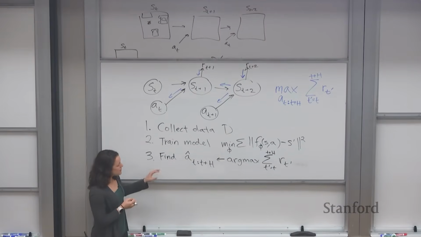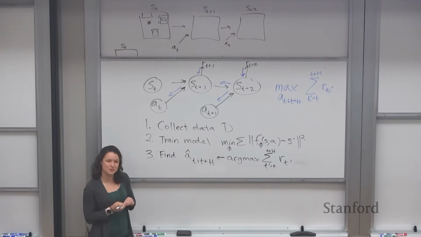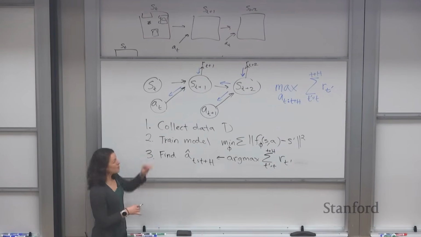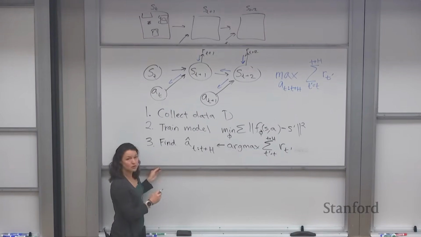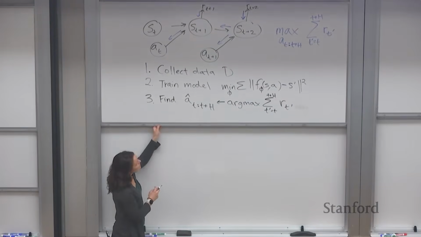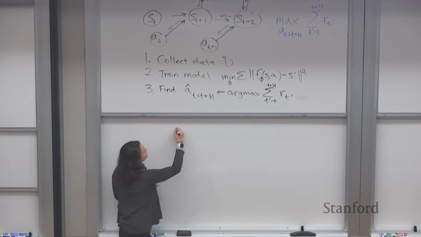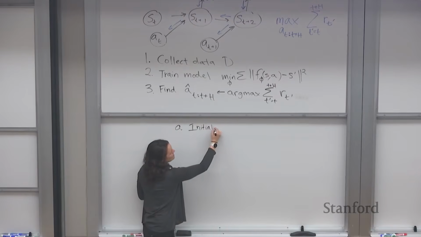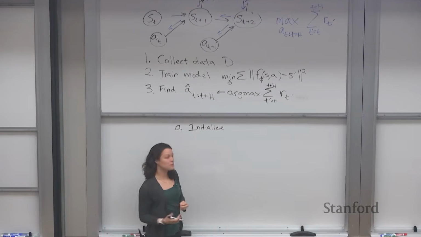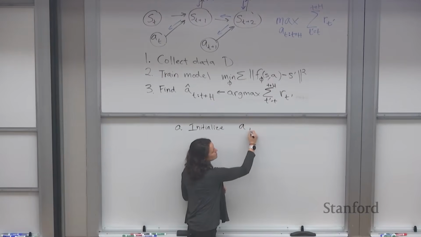Running gradient descent on actions, backpropagation to actions, is a little bit different from the typical backprop that we look at. Oftentimes when we run backprop, we're doing it with regard to the parameters of a neural network. Here we're actually backpropagating into these actions right here. Specifically, what this third step would look like is you would need to initialize, just like you randomly initialize your neural network parameters, you'll need to initialize your actions.